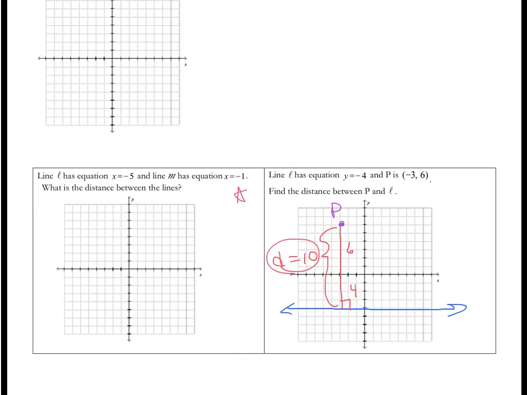Okay, so do these 2 problems to finish out the notes, and we'll discuss those later.